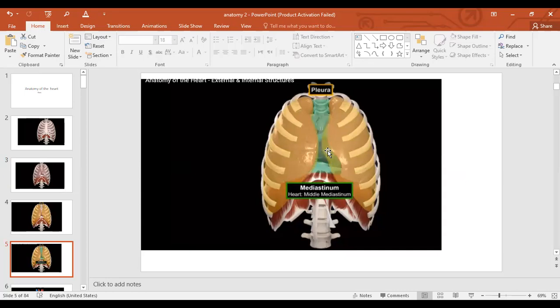The heart goes more to the left side, so you can see that the right lung is bigger than the left lung, because the heart is shifted to the left a little.